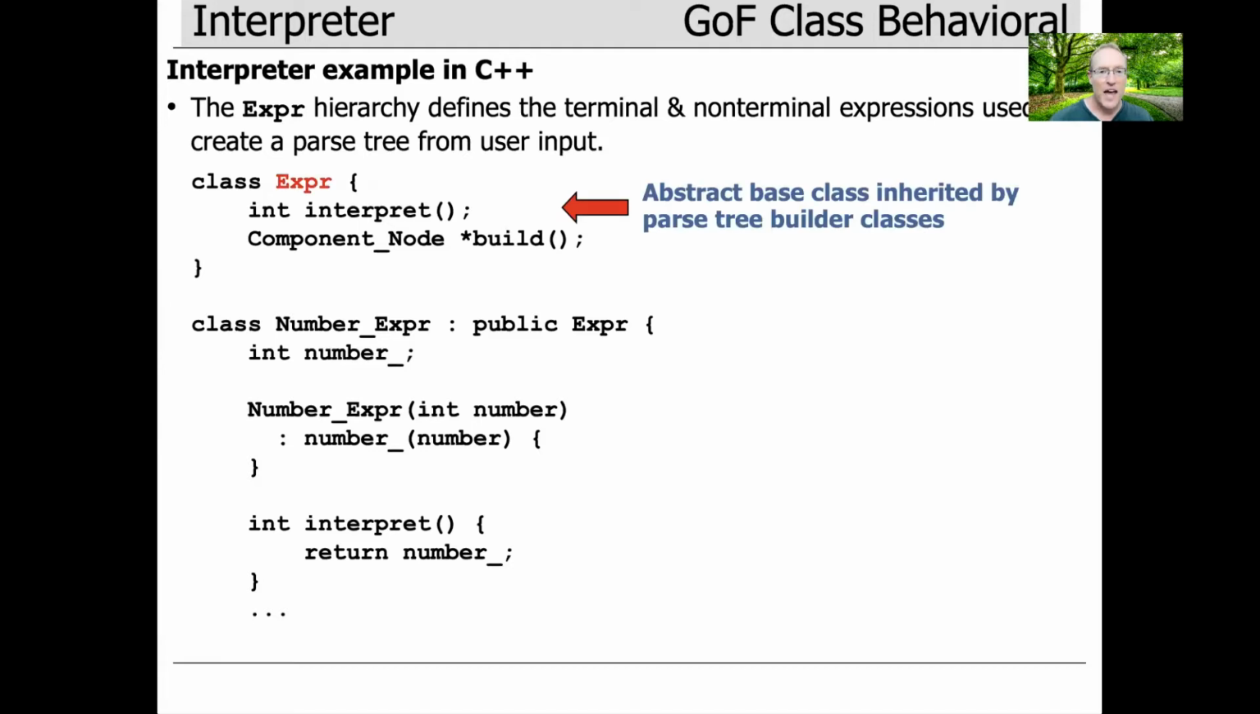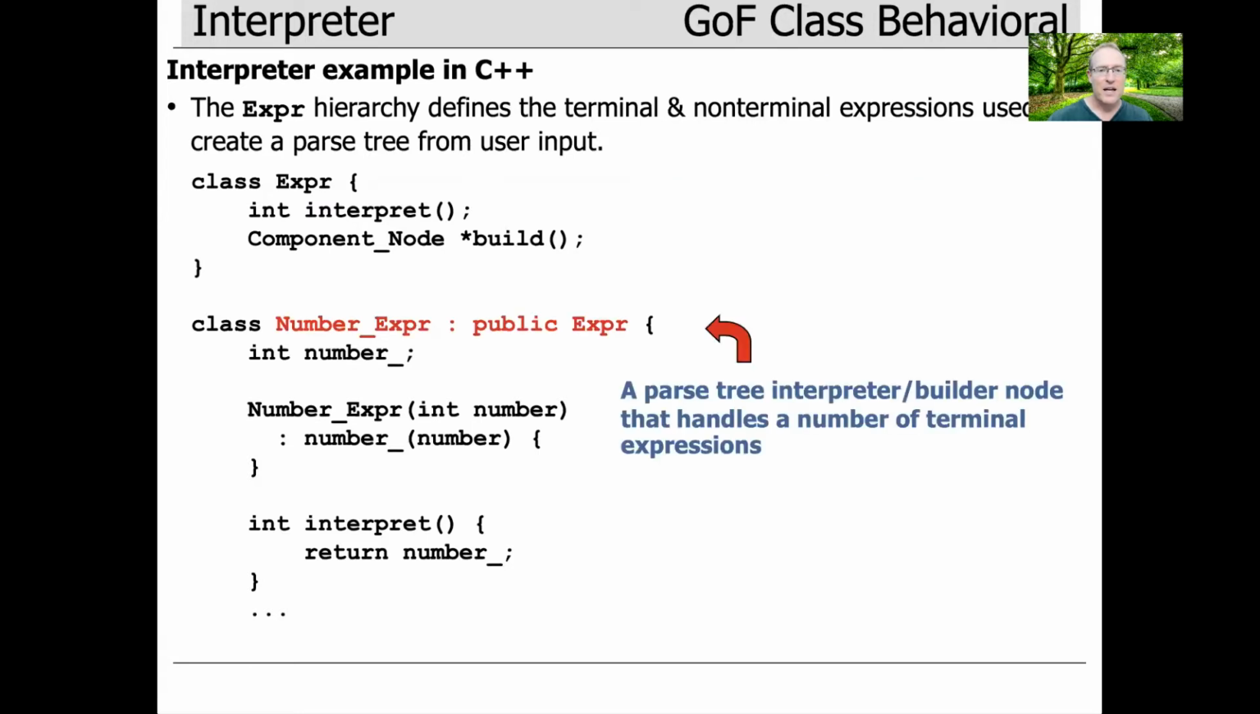We'll begin with the expr abstract base class, which is inherited by the other classes we'll look at in just a moment. This class defines a couple of methods that will figure prominently in both the interpreter pattern and also in the builder pattern. And those methods, not surprisingly, are interpret and build. Let's now take a look at the number expr, which inherits from expr. And this is used to define the number terminal expression and be able to implement it properly in the context of the interpreter pattern and builder pattern.